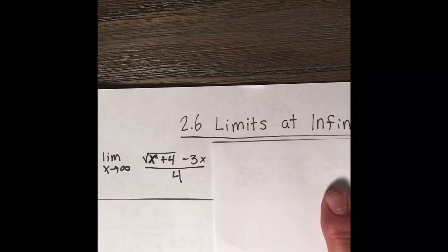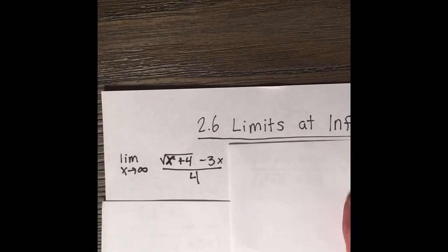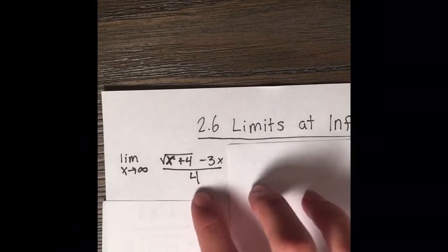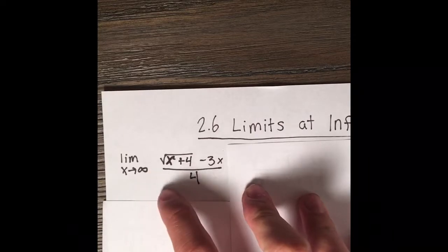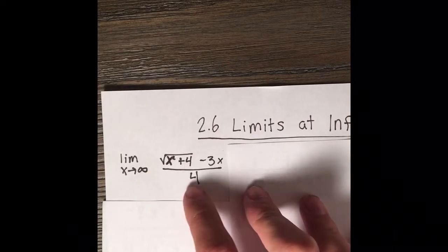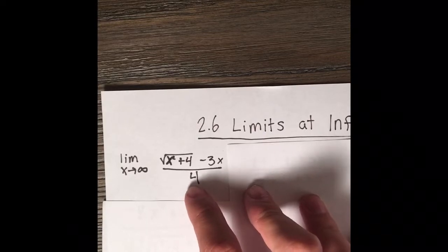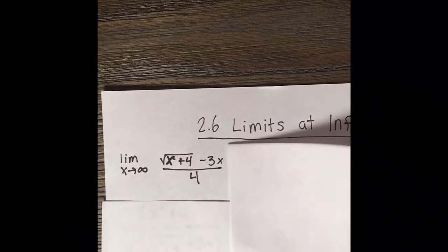We are going to be looking at chapter 2.6, limits at infinity. So we are going to be evaluating this problem when x approaches infinity. That is the square root of x squared plus 4 minus 3x over 4. The first thing we're going to do is multiply by the conjugate of the numerator.